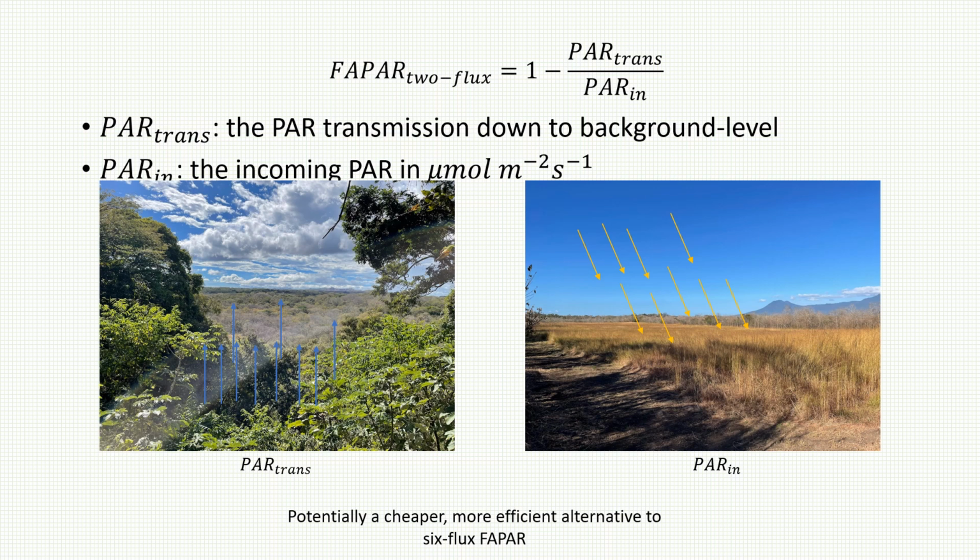Should this method prove to be reliable, it would be a more cost-effective and labor-effective method for in situ FA-PAR measurements. Based on a past study done in the evergreen forest of Germany, we expect that 2-flux FA-PAR shows to be a reliable source of ground measurement. As the other objective of this study, we will be assessing the variability of the accuracy under different weather conditions.